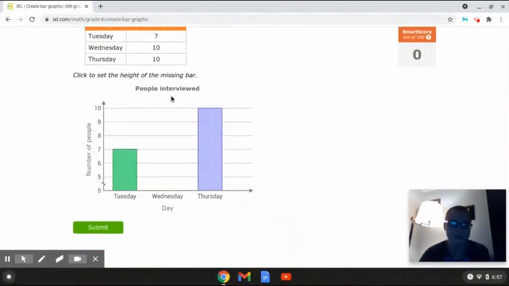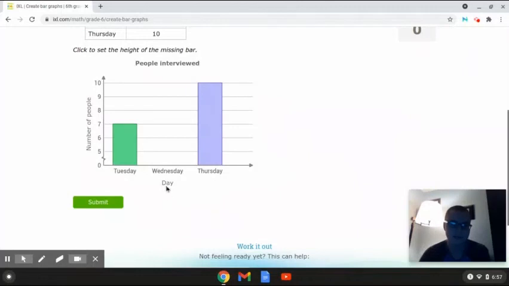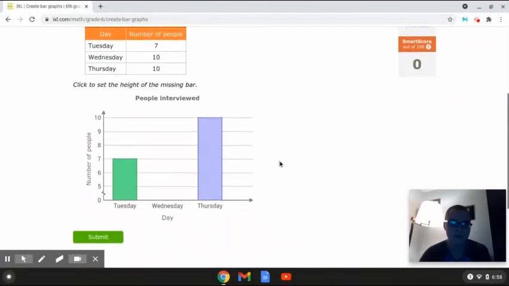Okay, so this chart is showing people interviewed. And if we look, the x-axis shows the day, and the y-axis shows the number of people. And if we look, Tuesday and Thursday have already been filled in for us. So we need to figure out Wednesday. And if we look back up at the chart, it says on Wednesday there were 10 people. So we need to drag this bar up for Wednesday to 10.